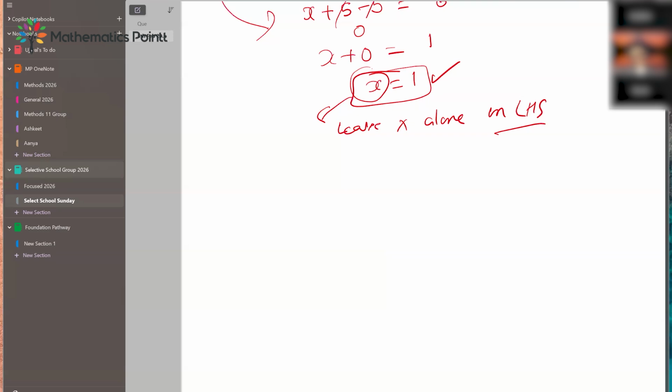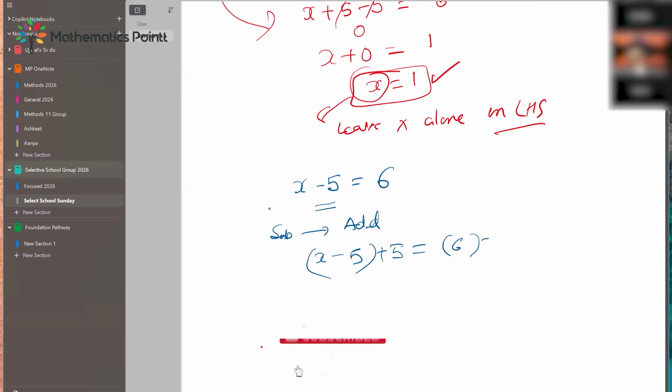All right, let's do one more. x minus 5 equals 6. I'm not asking you to do it, I'm just doing it. This is a 5 which is being subtracted from x. I need to get rid of this. So for subtraction, my reverse operation is addition. So I will say x take away 5, in brackets, plus 5, brackets, plus 5. Open the brackets up. 6 plus 5 is 11. Gone. x is 11.